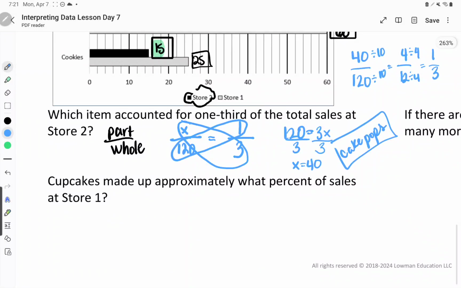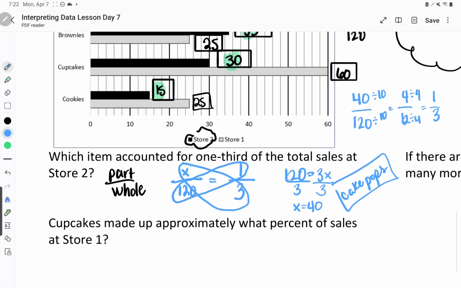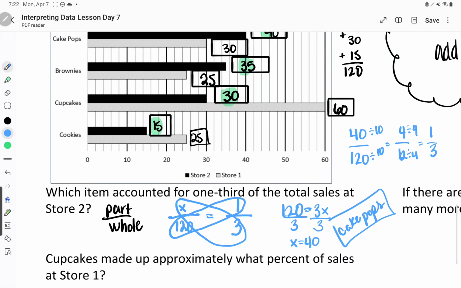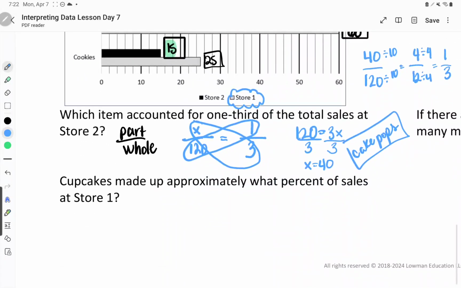All right, and then it says cupcakes make up approximately what percent of sales at store 1? So remember, store 1 is the gray. So how do we find a percent? We set up a proportion. In this case, nothing changed, so we're using part over whole equals percent over 100.